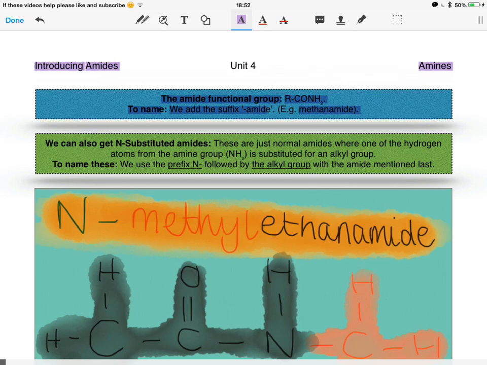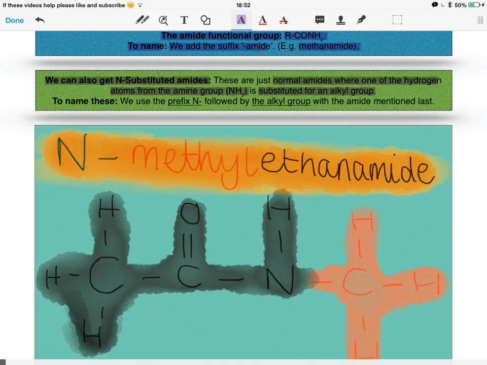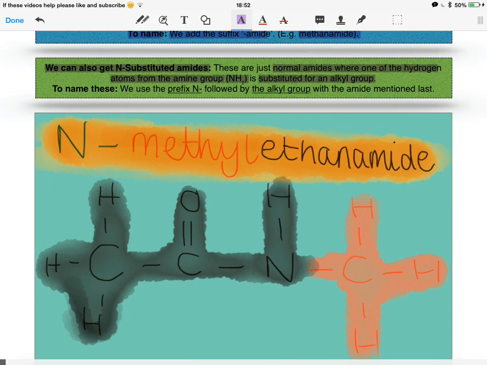So in addition to this, we can also get N-substituted amides, and these are basically just normal amides where one of the hydrogen atoms from the amine group, which is the NH2 group, is substituted for an alkyl group. So in the last video we discussed all about the amines and how basically that's where the hydrogens from the ammonia molecule are substituted for a different functional group. This is kind of mixing in our amide knowledge with our amine knowledge.